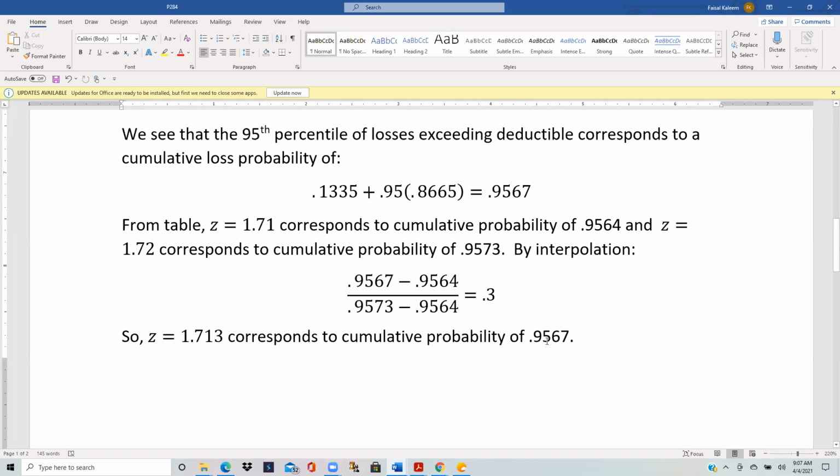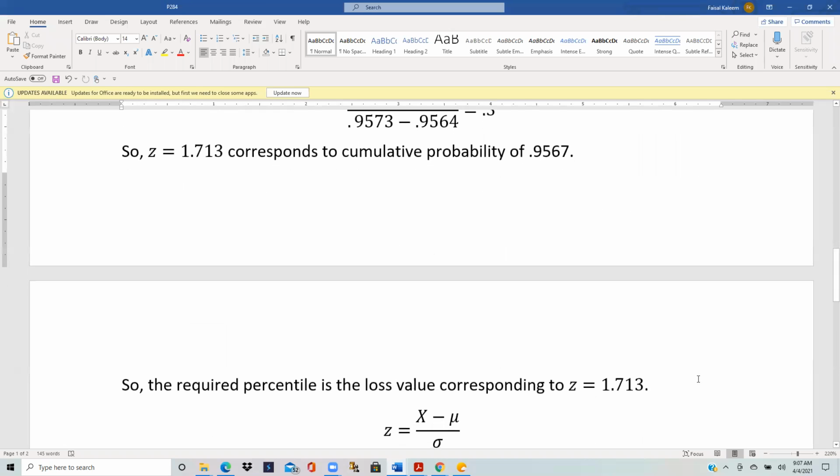And so what we are saying is that the 95th percentile of losses exceeding the deductible is the same as the 95.67 percentile of all losses. So if you take the cumulative probability of 0.9567, you see its Z value, and if you find a loss value corresponding to that, that will give us the 95th percentile of losses exceeding the deductible.